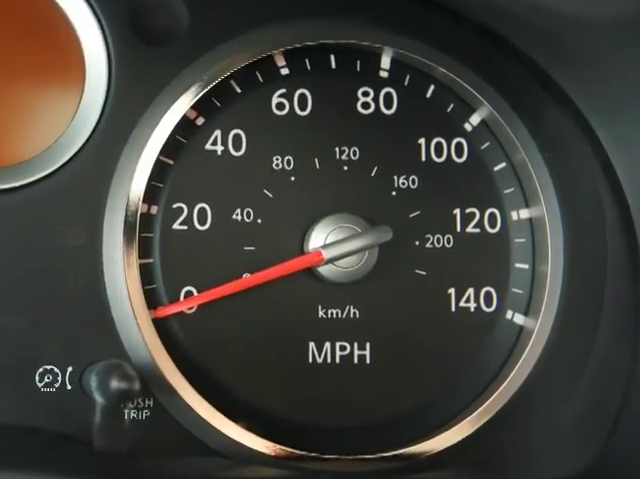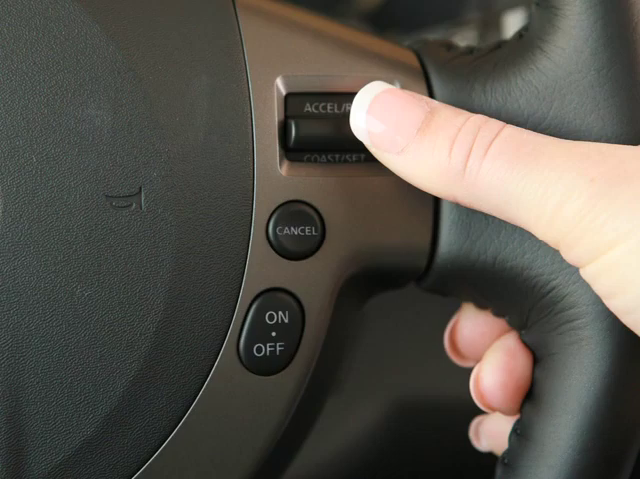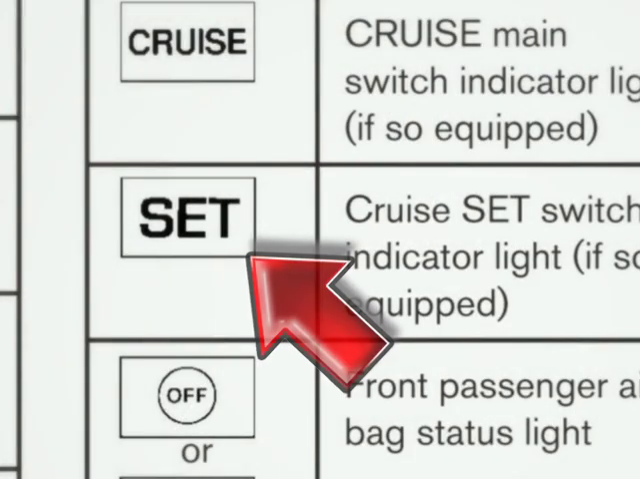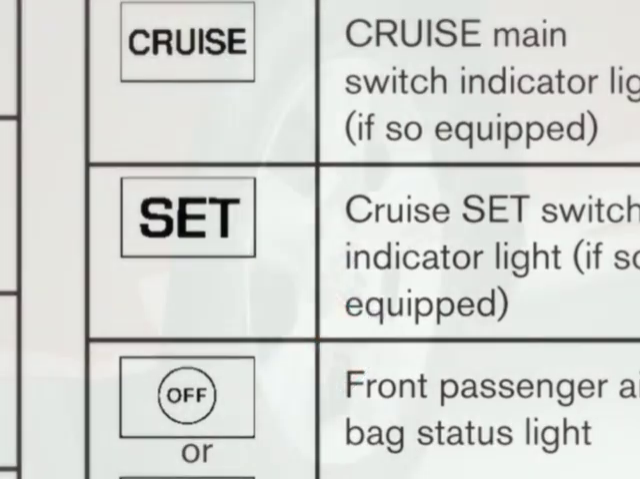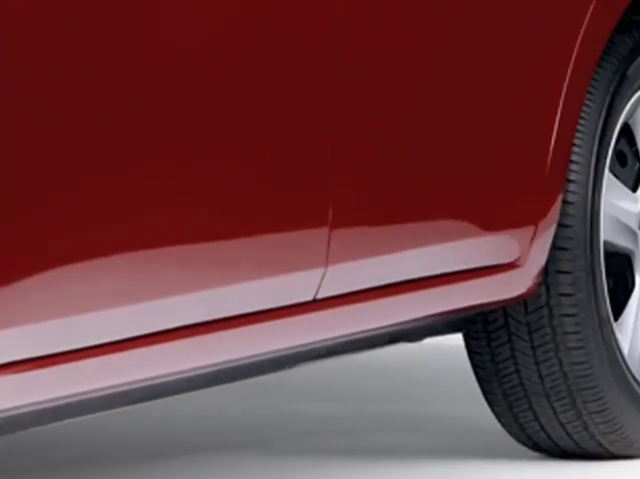Accelerate till you reach the desired speed. Then push down on the Coast Set switch and release it. You'll see the set indicator light come on. Your vehicle will operate automatically at the speed you've set.